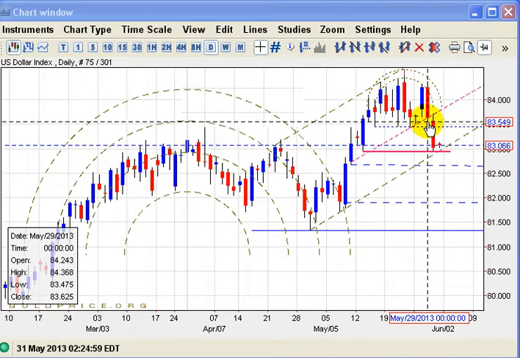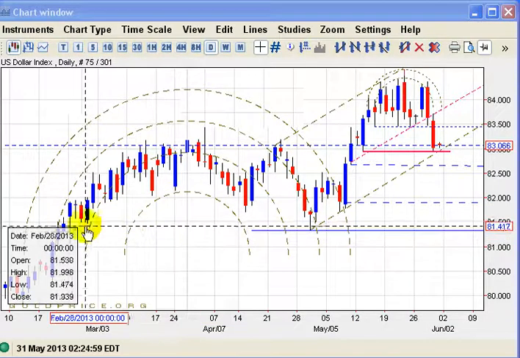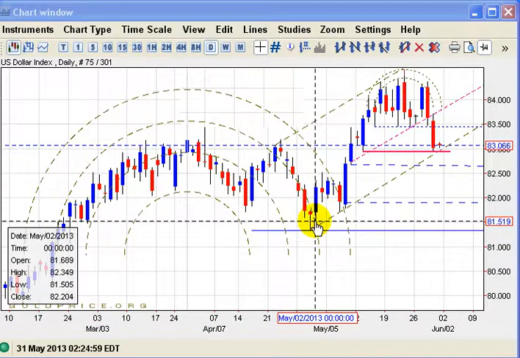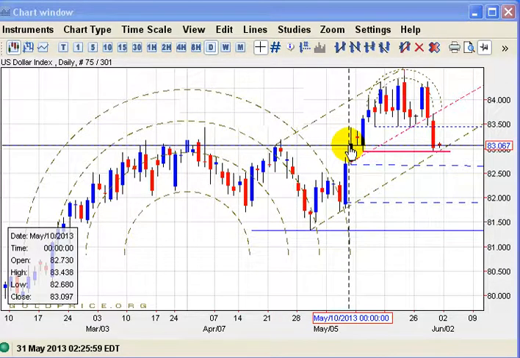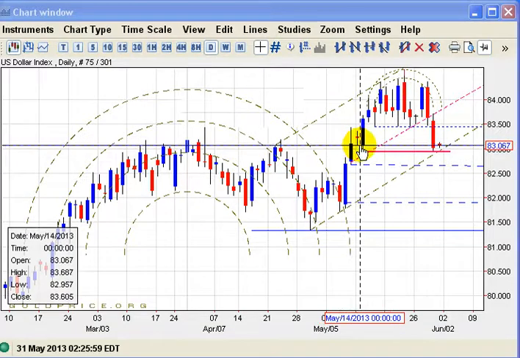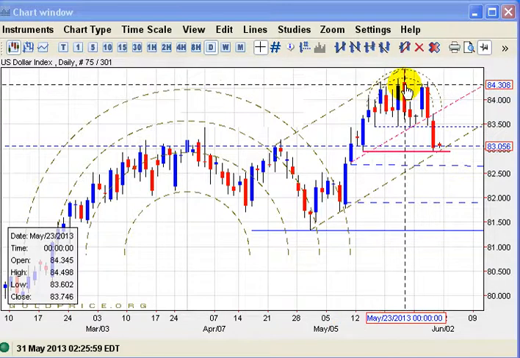But as a recap, from the consolidation period from April to the first week of May, before the breakout at the 83.05 level, the dollar has been opening with a price gap and continued higher to that particular high of 84.49 at this level.